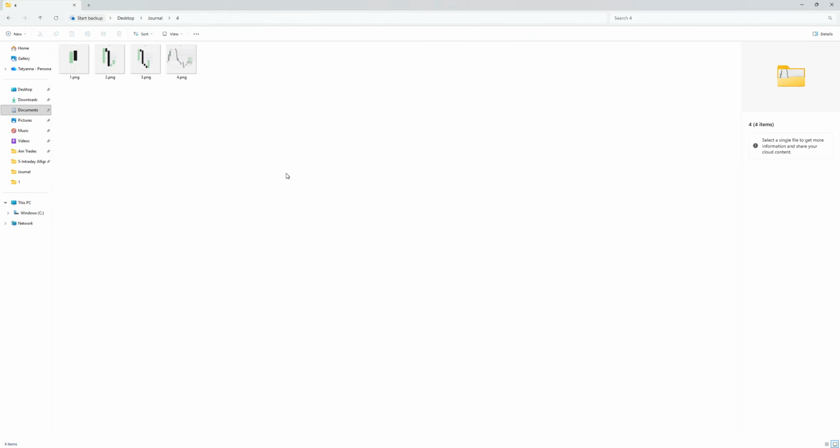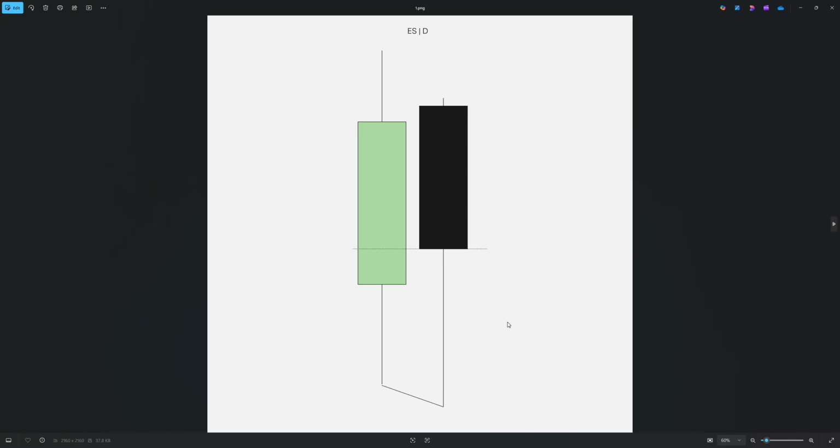So the next one. This one is a simple range low to range high scenario, I believe, because we took out previous day's low and now go to previous day's high, essentially.